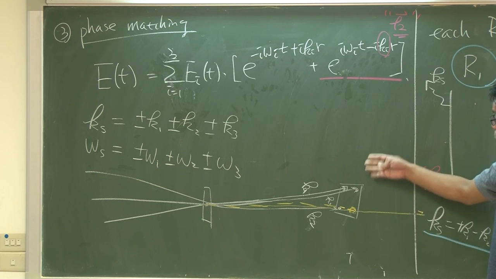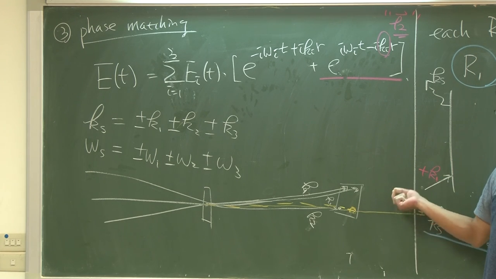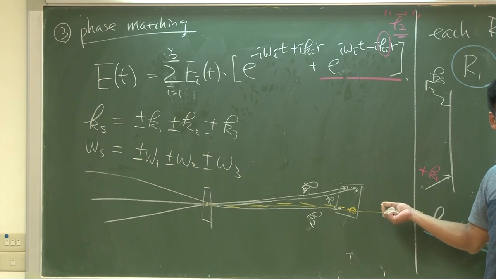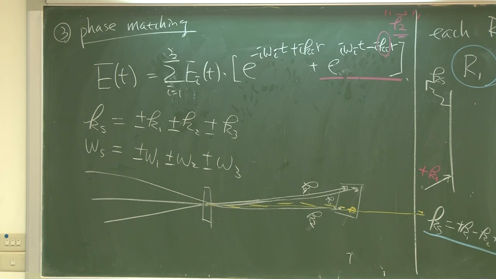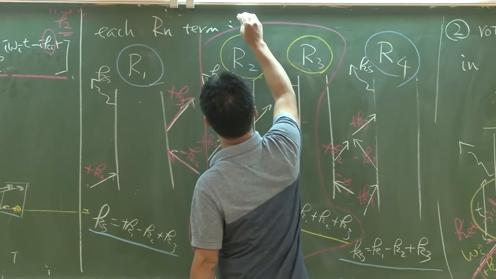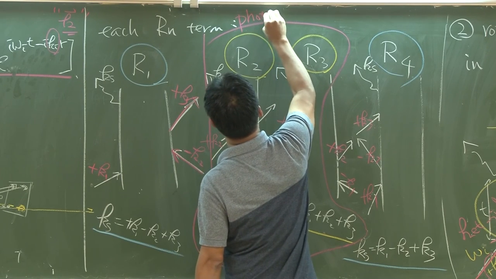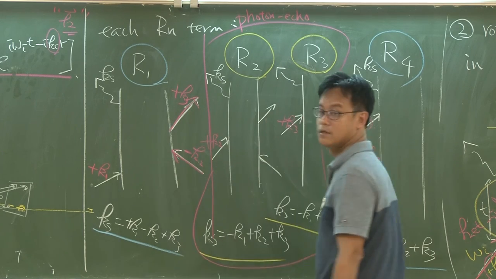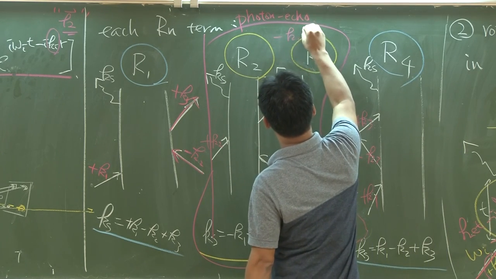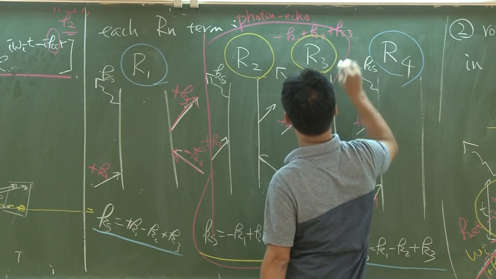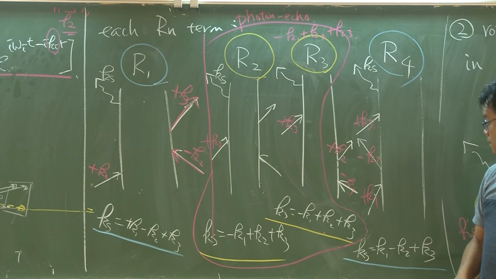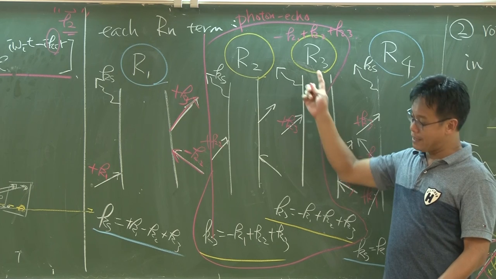Anyway, the principle is one will choose a direction for measurement. In that case you can pick up only two of those dipoles contributing to your signals. And the experiment we want to further emphasize is the experiment done at this minus k1 plus k2 plus k3 direction. This is photon echo. Direction minus k1 plus k2 plus k3. And this picks R2 and R3.